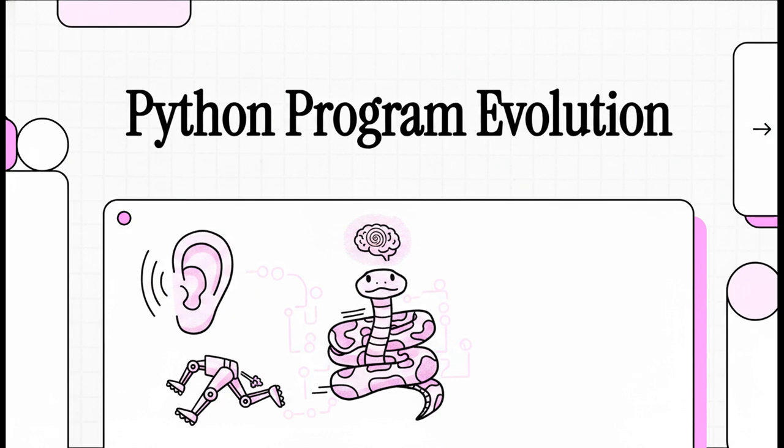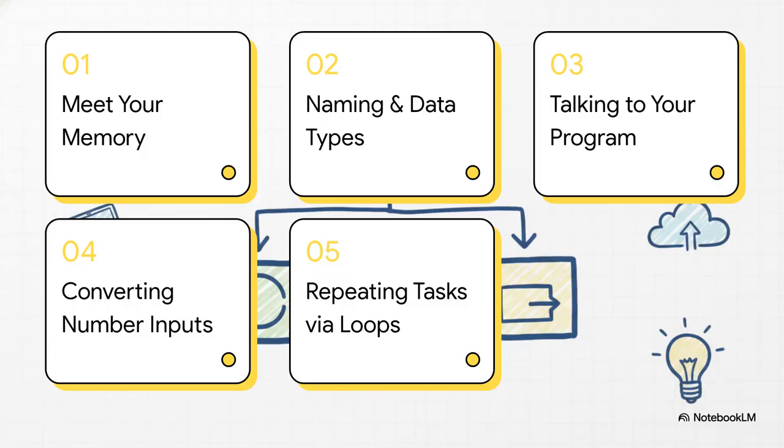But we aren't just writing static code. We're actually going to evolve it. We're giving it a memory to store things, ears to listen to our inputs, and the stamina to just run on autopilot. I am so excited to guide you through this transformation. So, let's get building. Here's our quick roadmap.